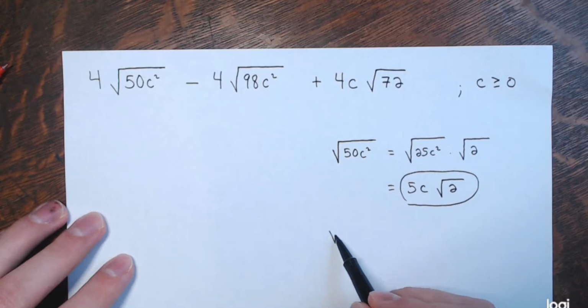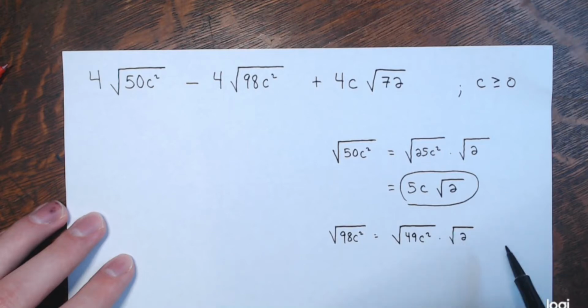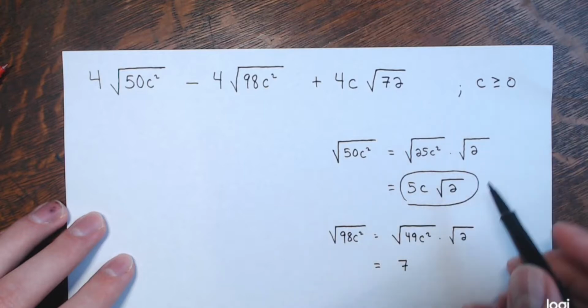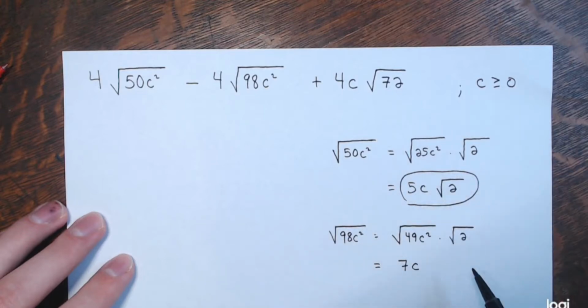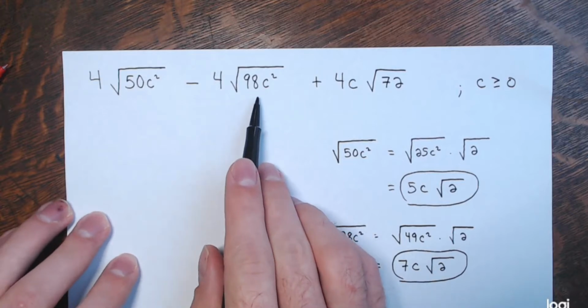And the square root of 98c squared. Again, break it up into the square root of a perfect square, which would be 49c squared, times the square root of 2. And the square root of 49 is 7. The square root of c squared is the absolute value of c, but c is not negative, so I don't need absolute values again. Right, so just 7c times the square root of 2. So this expression will replace the square root of 98c squared in the second term.